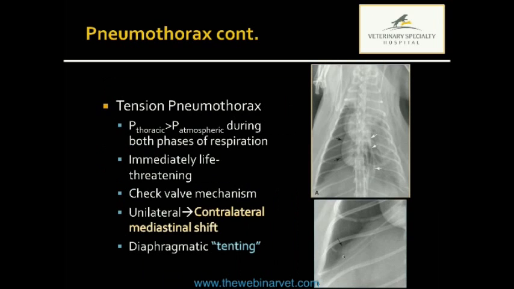A special variety of pneumothorax I just wanted to touch on, because in some ways it is more critical than the standard pneumothorax, is a tension pneumothorax.